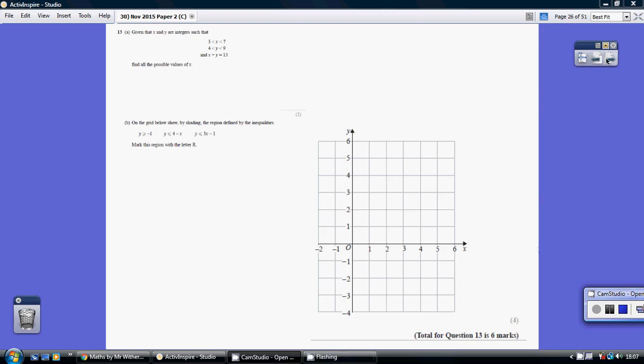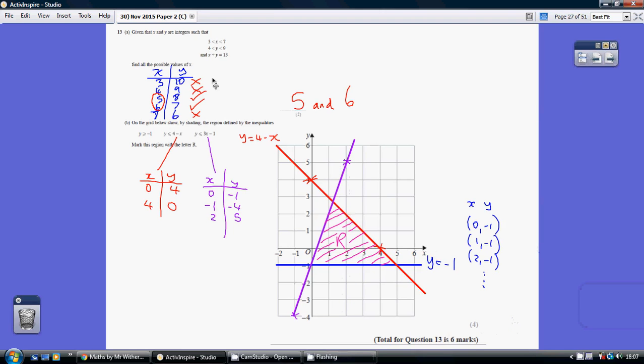Question 13. Now I thought this was quite tricky really, I've never seen one like this before. So anyway, we've got to find whole numbers for x and y, and our actual answer just comprises the values of x. So what do we know? We know x plus y equals 13.